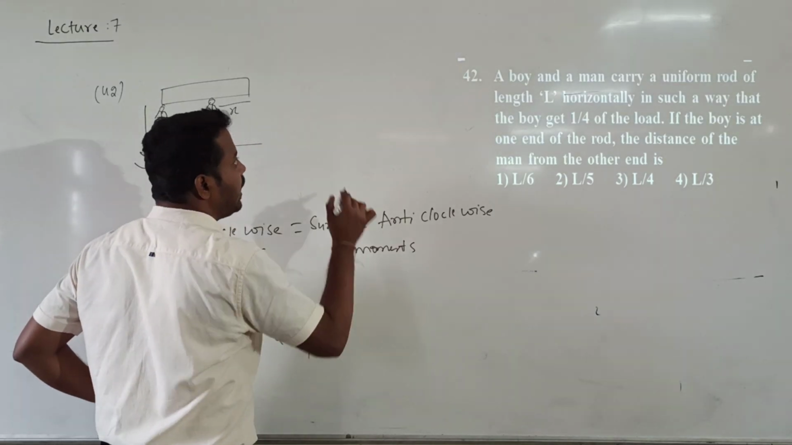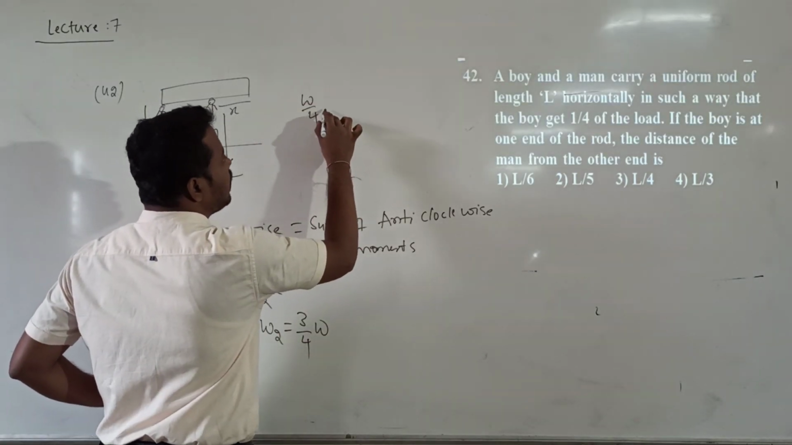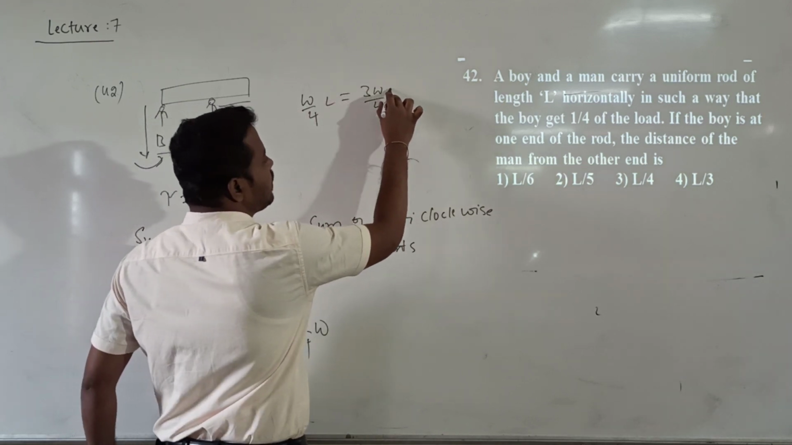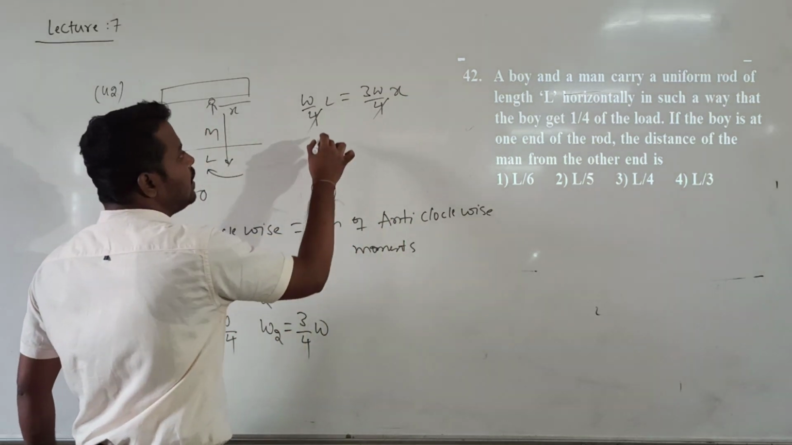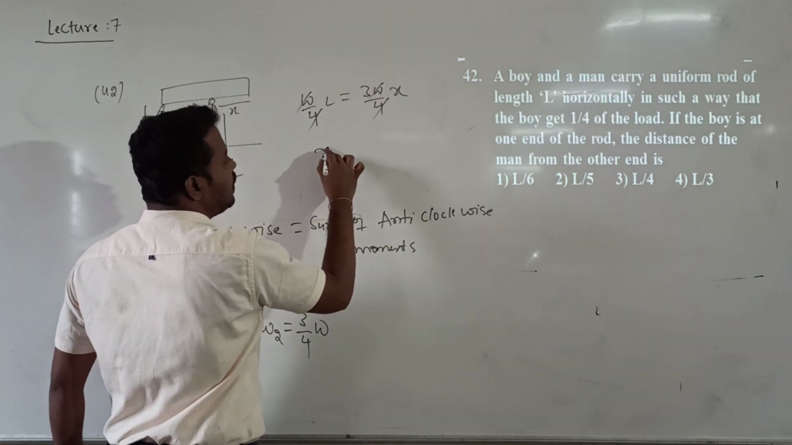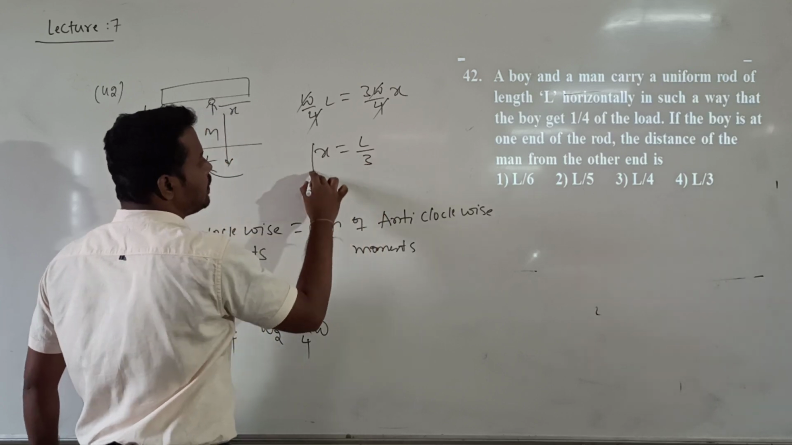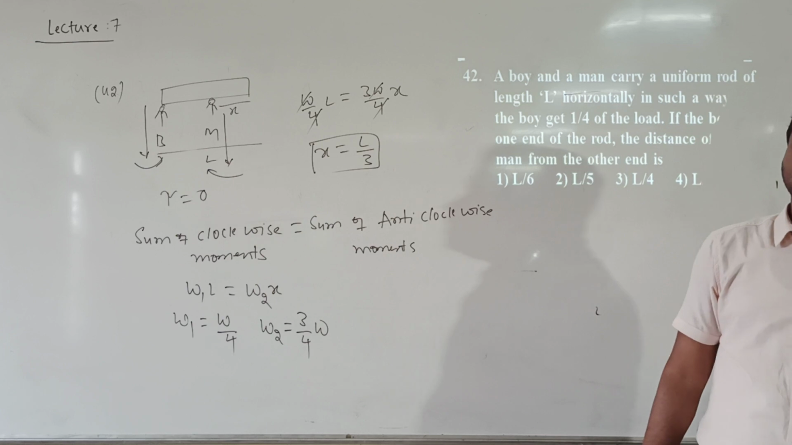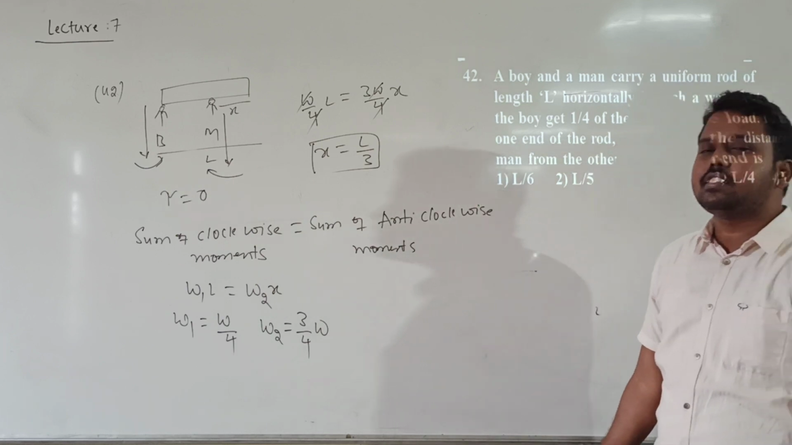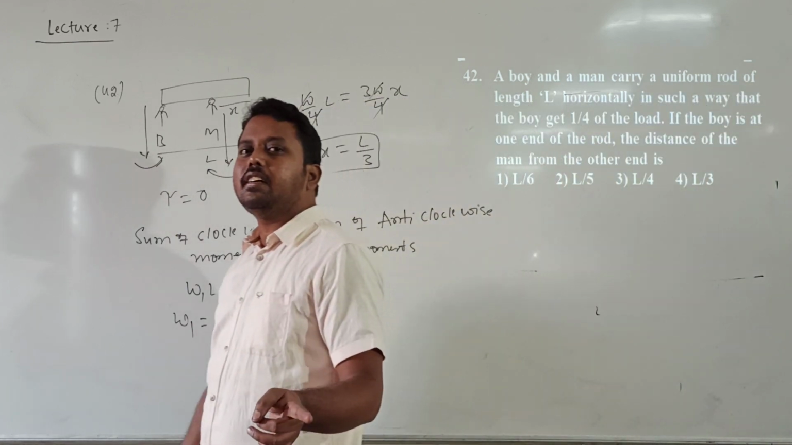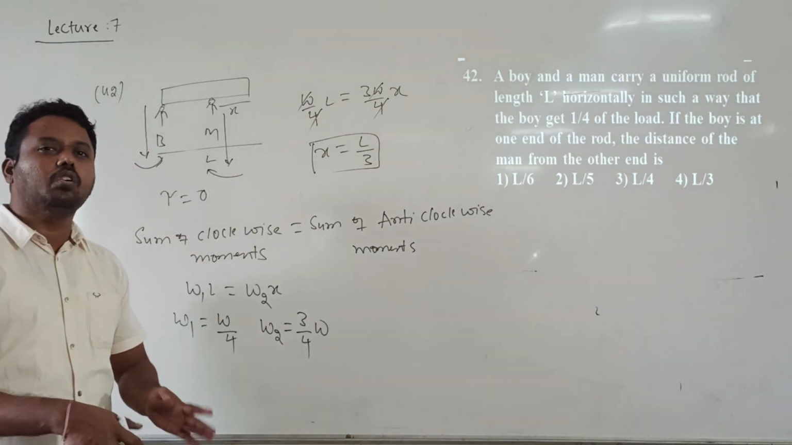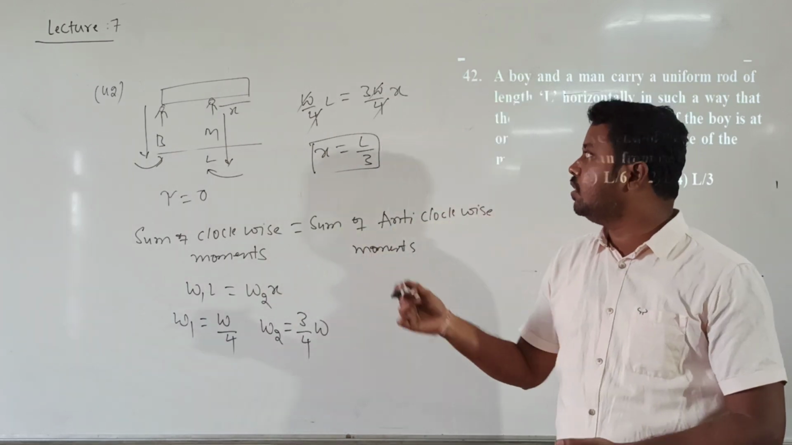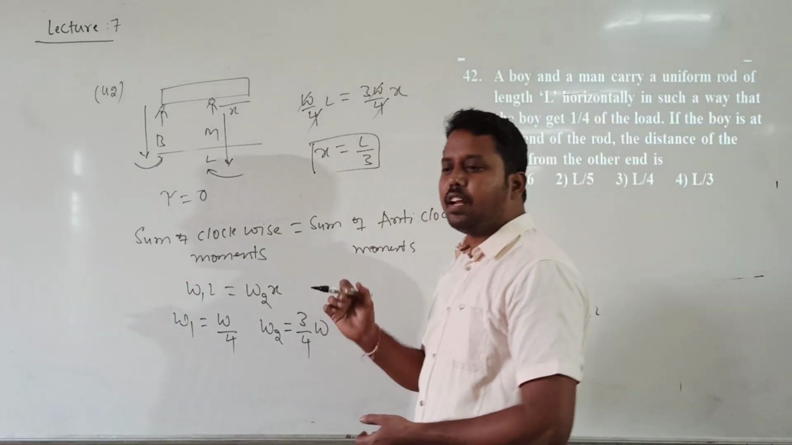So W/4 into L will be equal to 3 into W/4 into X. The 4 cancels, the W cancels, and X is equal to L/3. What is X? The distance of the man from the one end. If the man is standing at this distance, the boy will get 1/4 of the load and 3/4 of the load will be held by the man himself. This is according to the law of conservation of angular momentum.